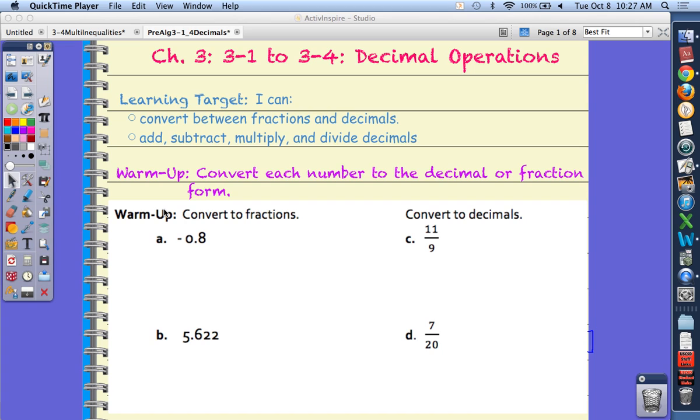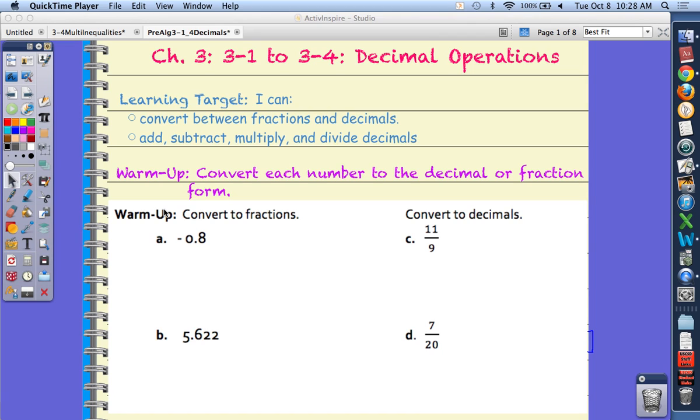Sections 3.1 to 3.4 talk about fraction operations and decimal operations. There are other videos about fraction operations. Now this one is going to focus on the decimal operations. So copy down your target for today. We're going to focus on converting between fractions and decimals, as well as adding, subtracting, multiplying, and dividing decimals.